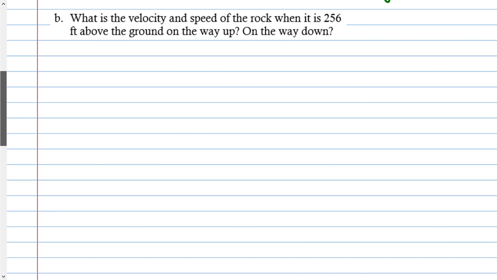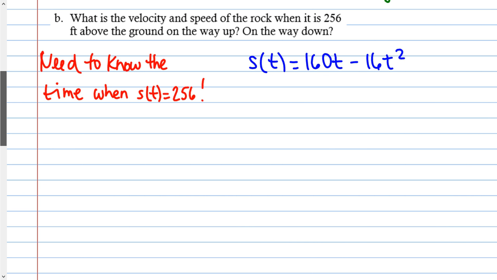So what we're doing here is we need to know the time, okay? Because, see, the velocity function, all I need to plug in is the time and I can get the velocity. Speed is the absolute value of velocity, so I really don't have to do extra work there. All right, so I wrote down my position function. And again, I need to know the time. At what time is my position 256 feet?